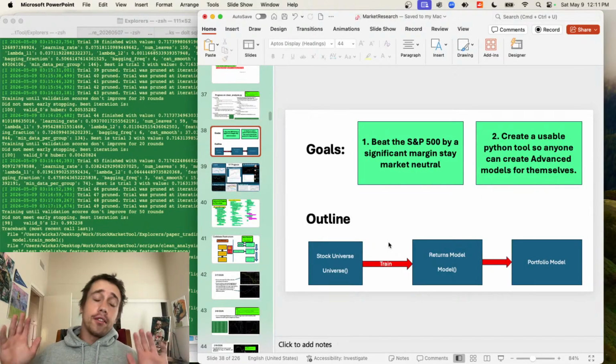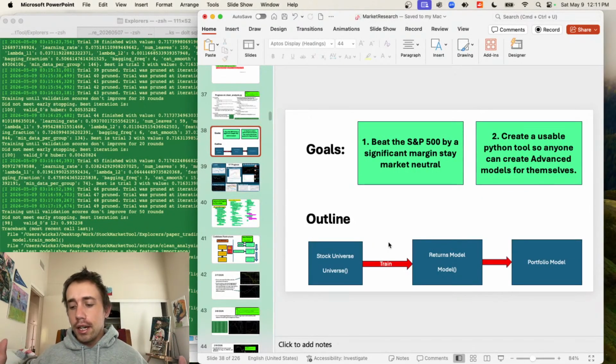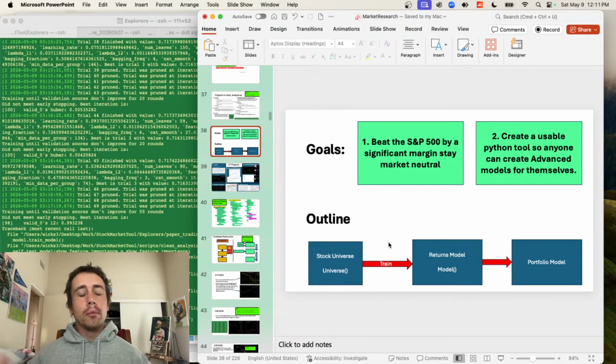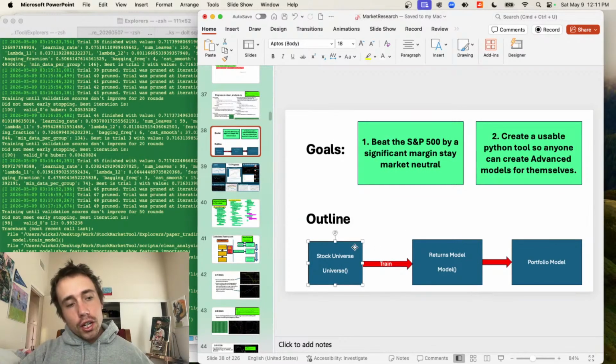So I've defined a stock universe where I'm isolating common stocks, ADRs, which are foreign companies listed on the US market, and real estate investment trusts. All these things have mechanics that move together, and I'm only keeping the top by dollar volume. So I've defined a stock universe. That seems to work well on my returns model.